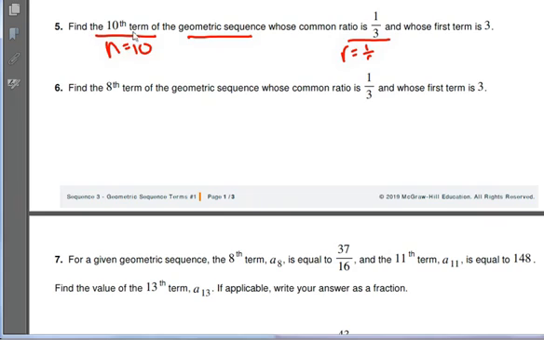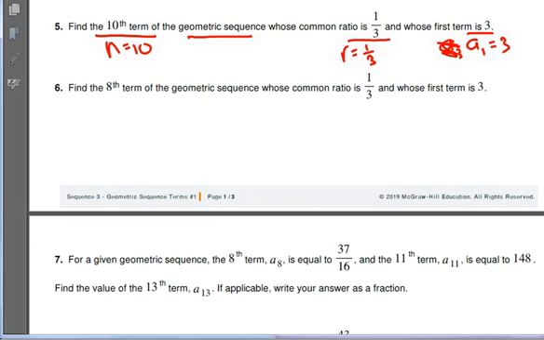So this says find the 10th term, so I'll write n equals 10, of the geometric sequence whose common ratio is 1/3 and whose first term is 3. Now that 1/3 common ratio is tipping me off that we are getting smaller each time. Each term is going to be 1/3 of the previous term. So we'll just keep that in the back of our mind. So a sub 1 is equal to 3.